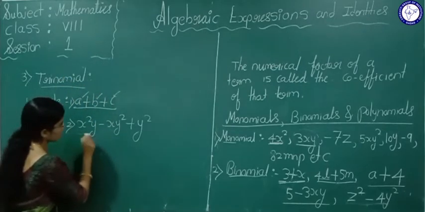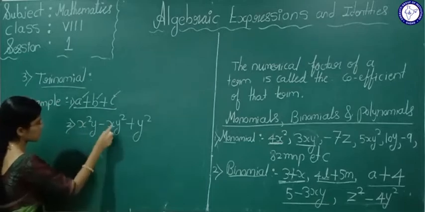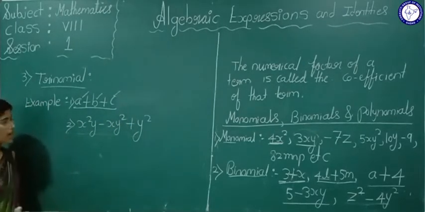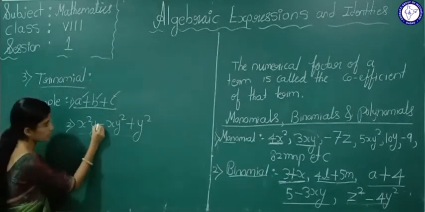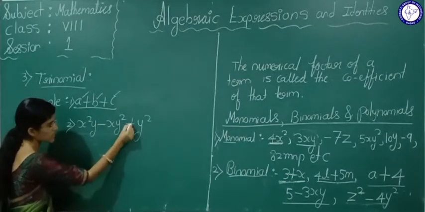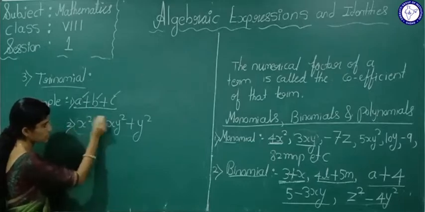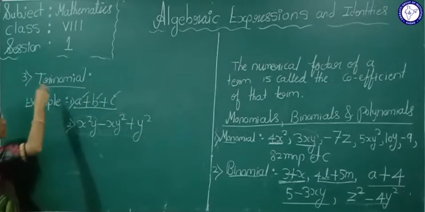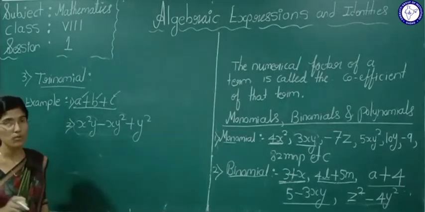Now see here, how many terms are there? 1, 2, 3. How will we come to know 3 terms are there here? I gave one hint. If in the middle a minus or plus is there, we have to consider that as 1 term, 2, 3. 3 terms are there. This is an example of a trinomial.